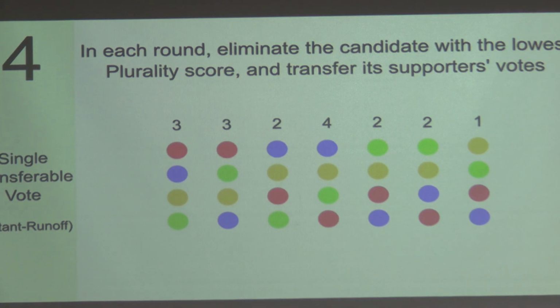Okay, that's what it means to transfer the support. We're not discarding the votes; they are still there. It's just that the support changes. So you remove yellow, right? This is the new election. Now what do we do?